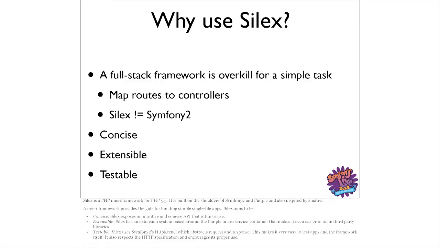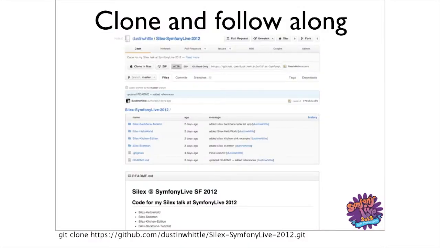So why use Silex? A full stack framework is very much overkill for a lot of common tasks. So the core idea of Silex is really easily mapping routes to controllers. So I want slash to return hello world. The whole goal is to be concise, extensible, and testable. So I've stolen all of this presentation and all of the code examples from the awesome open source community. So feel free to clone the repository on GitHub at Dustin Whittle.